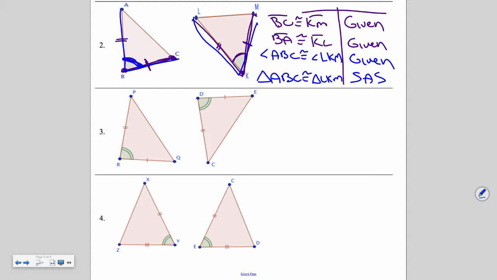The second type of proof that we can do is what we call a paragraph proof. A paragraph proof uses sentences. So we would start off in number 3 saying RQ, or segment RQ, is congruent to DE because it is given. Writing out the sentence.